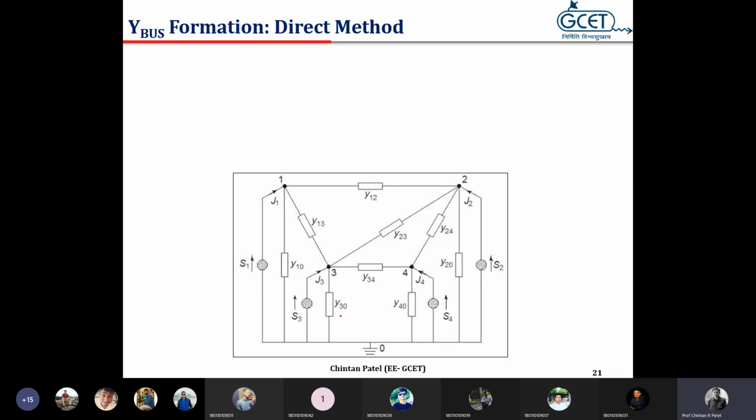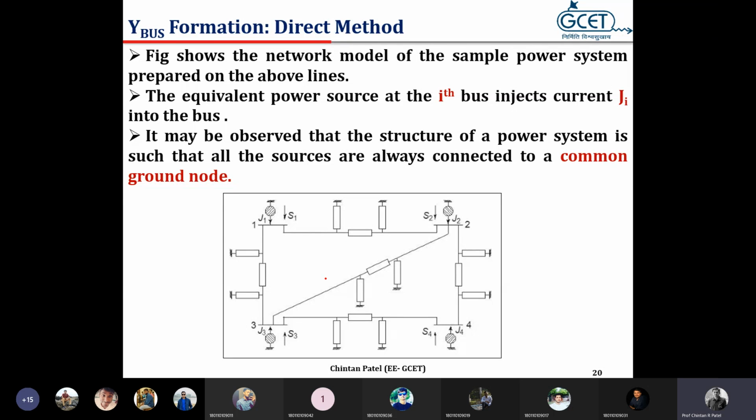If we see this diagram, then the same thing is shown. What we discussed here, that all the 4 buses have generators, so they are connected with the ground along with inter-bus connections, like bus number 1 and bus number 2.